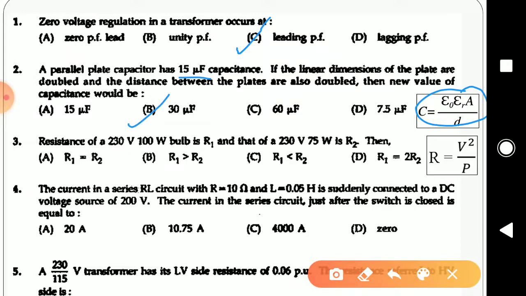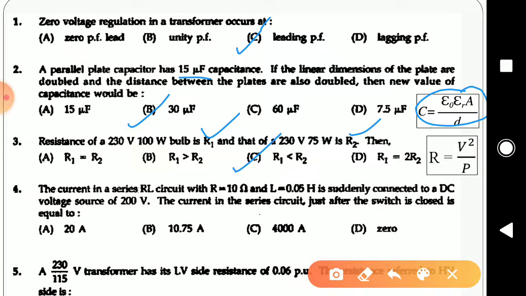Moving on to the third question. The resistance of a 230 volt 100 watt bulb is R1 and that of a 230 volt 75 watt bulb is R2. Then what will be the relationship between the two resistors? If you're looking at the particular question, both of the voltage ratings are the same. So the resistance depends solely upon the wattage of the bulbs. Now, the higher watt bulb will be having a lower resistance, and since 100 is greater than 75, R1 will be less than R2, and therefore the correct answer will be option C.